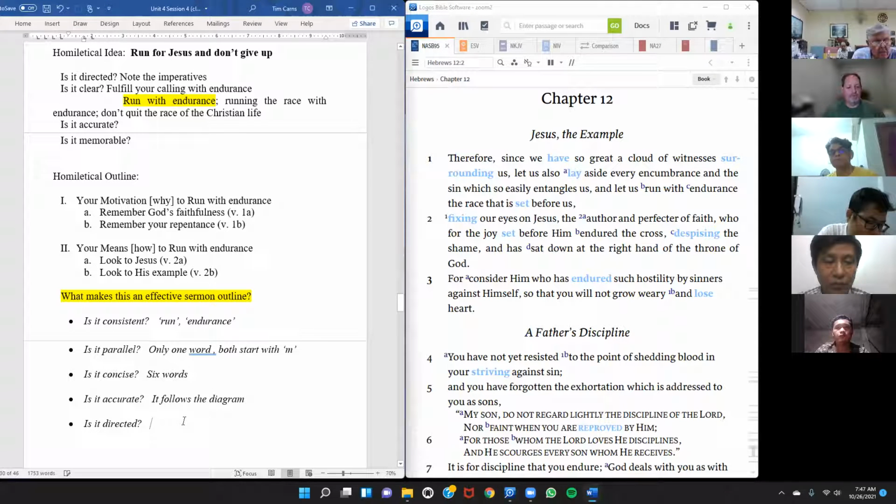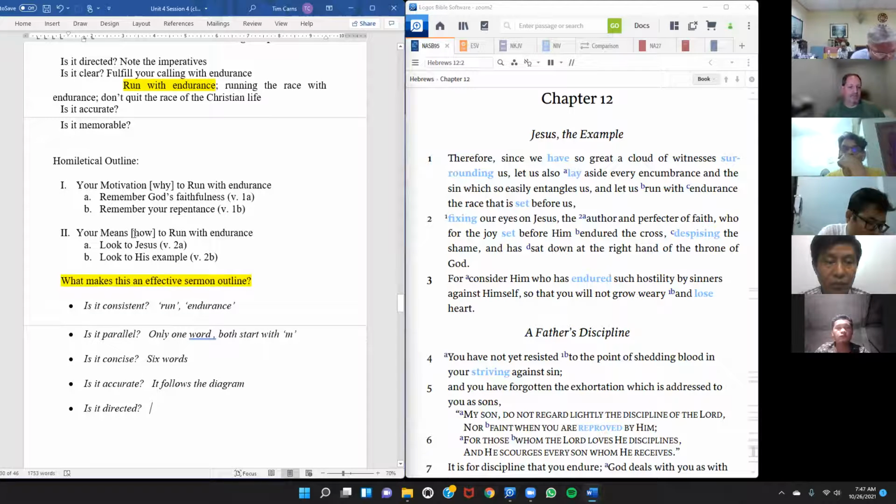And then finally, we need to ask, is the outline directed? Yes, it has the word your in it, so it gives the idea that it's directed towards the audience. It's not given in the form of a command, but it's still clearly intended that the hearer would understand that it's being directed towards him or her. All right.